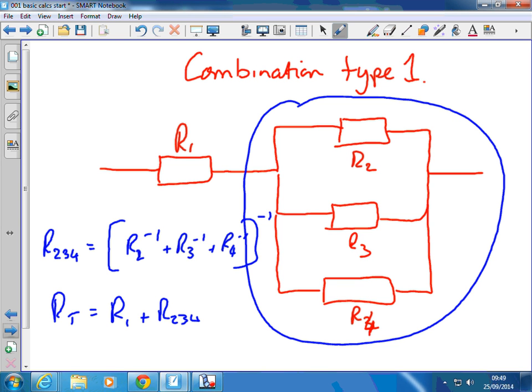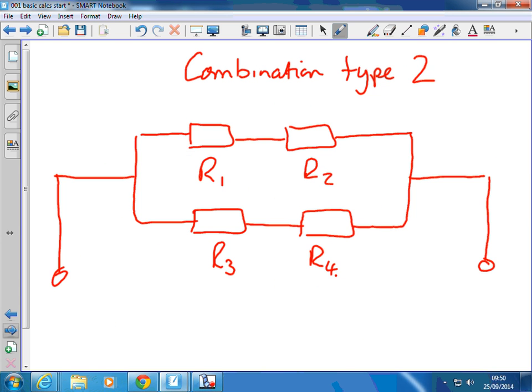Okay, so that's one type of combination where we've got a single resistor in series with another one in parallel. Now this bit could be another parallel network, so we've got two parallel networks in series with each other. So you calculate the two parallel networks separately and then add the results together. So it can get more complex, and there's some examples like that in the revision notes that I'm going to give you.